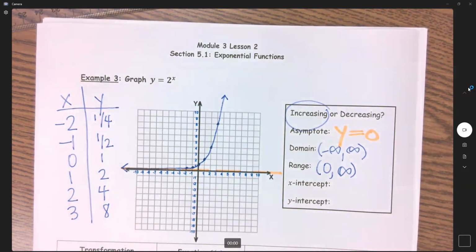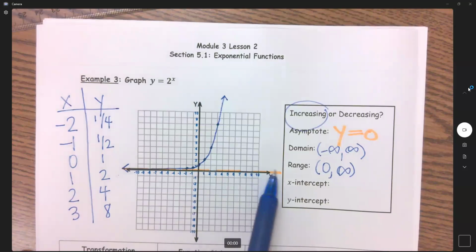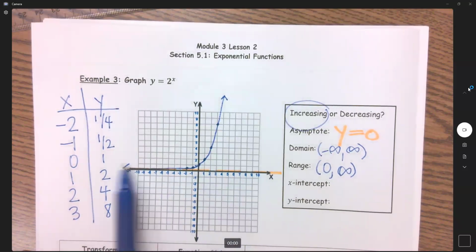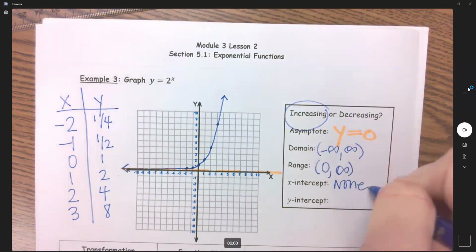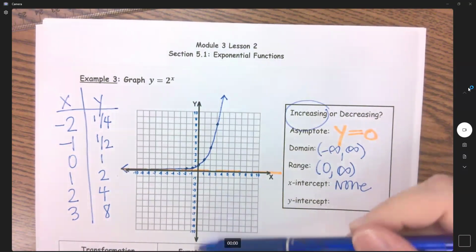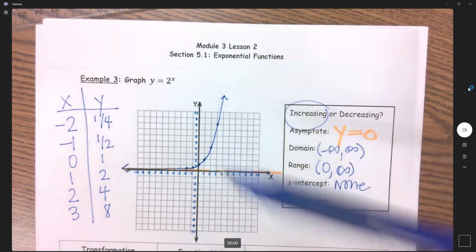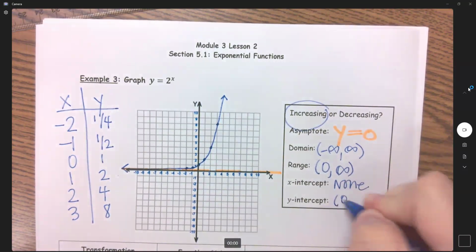Now, where are my x-intercepts at? Well, if this is having a horizontal asymptote on the x-axis, then that means we have none. And where is it crossing on this y-axis? It's crossing right here at 0, 1.